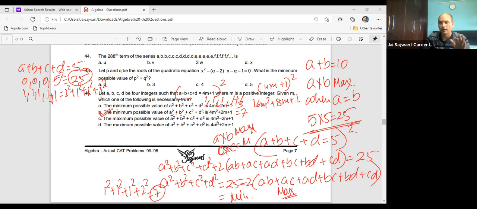कुछ भी कर लो, n की वैल्यू को 1 रख लो. 4 plus 2 plus 1, 7 से ज्यादा नहीं जाता. So I cannot take them apart. I will be always taking them very close to each other.